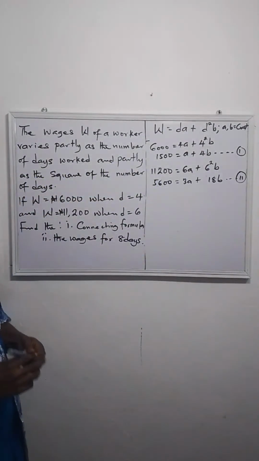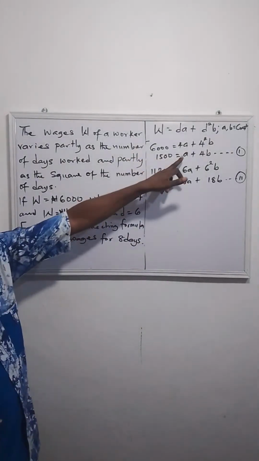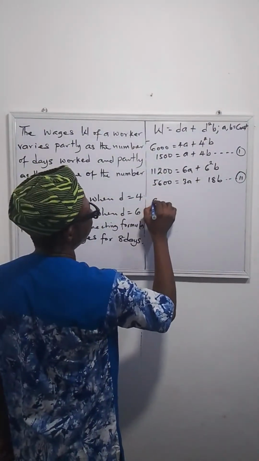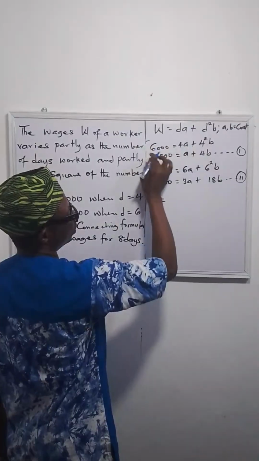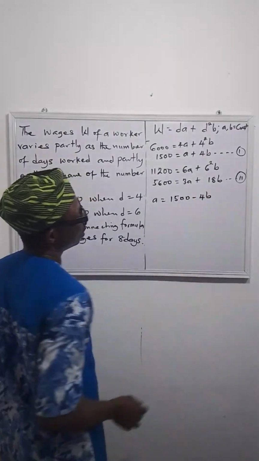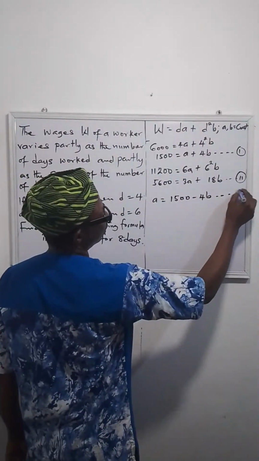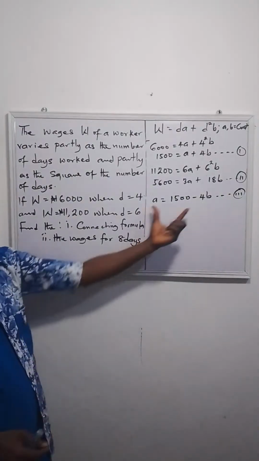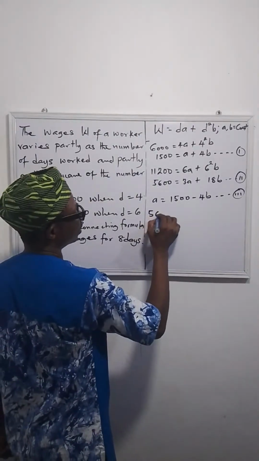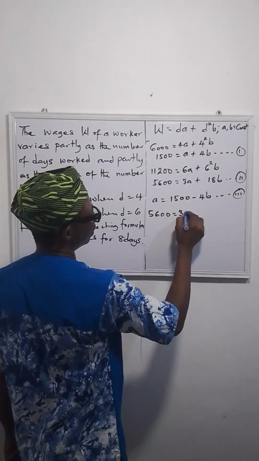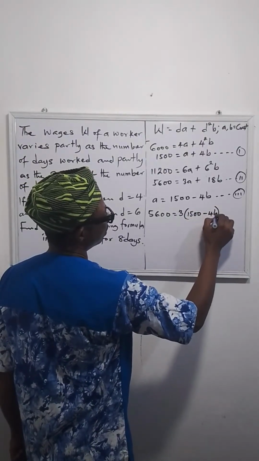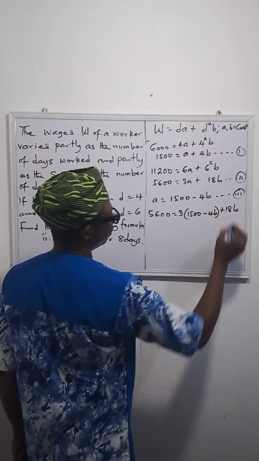Now, to solve these two equations, you make A the subject of the formula in equation 1. So let's do that. We have A equals, now let's bring this to this side, 1500 minus 4B. Okay, let's call this equation 3. Now we plug in this A into this equation. Now let's do that. We have 5600 equals 3 times 1500 minus 4B plus 18B.